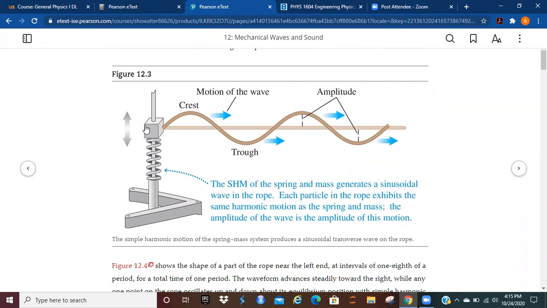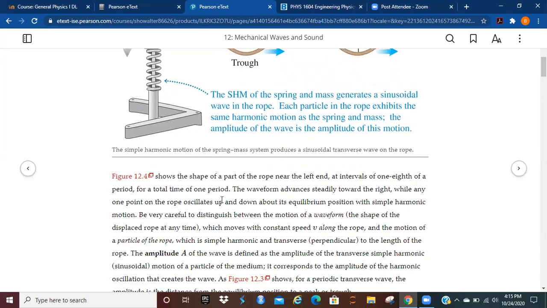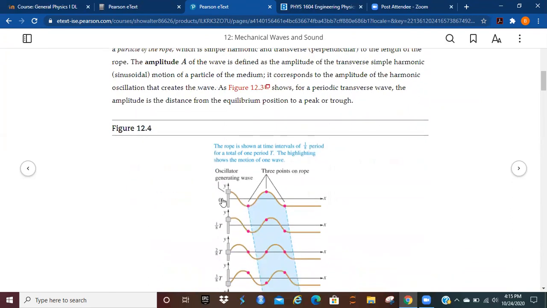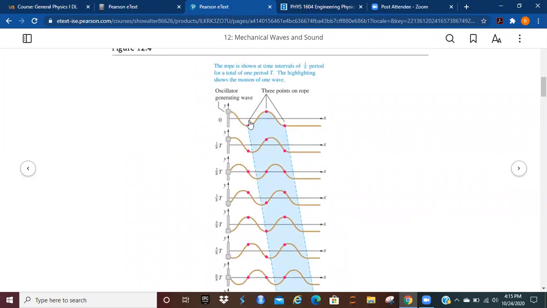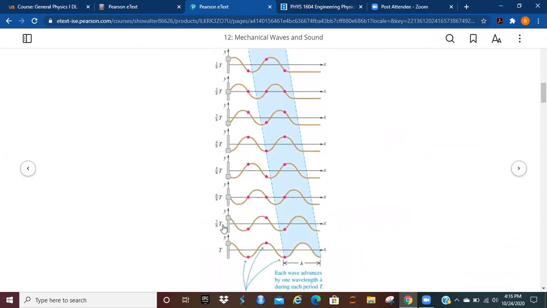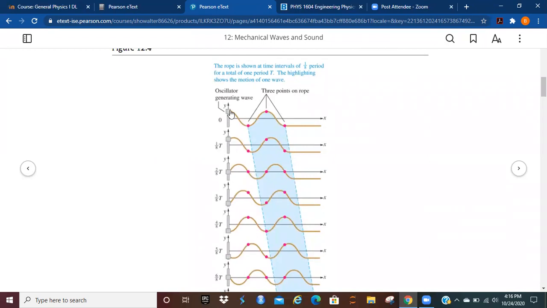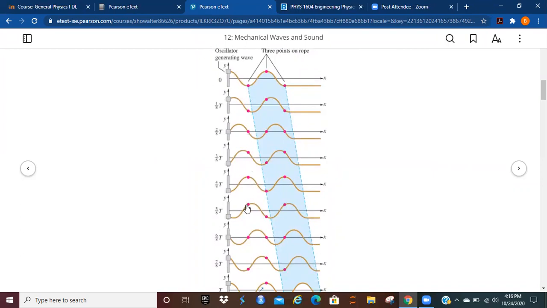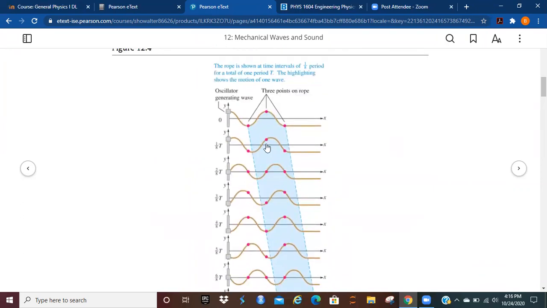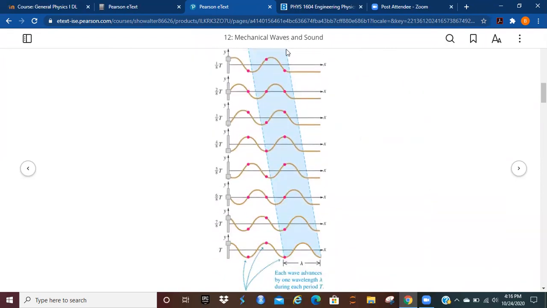So we've got the simple harmonic motion of this, and it generates a sinusoidal wave in the rope. Each particle in the rope exhibits the same harmonic motion as the spring and mass. And the amplitude of the wave is the amplitude of this motion. If you were to take this wave generating oscillator and time it at certain fractions of a period, you can see that it'll start out here at a distance y away, whatever the amplitude is. We're going to look at these three parts on the rope. As we go through, we can see how the position of these points on the rope change. But you can see how the same basic shape of the wave starts to advance.